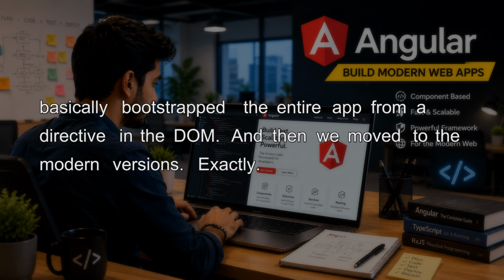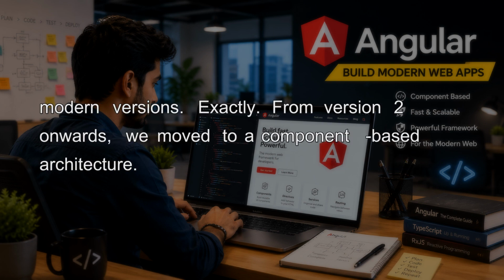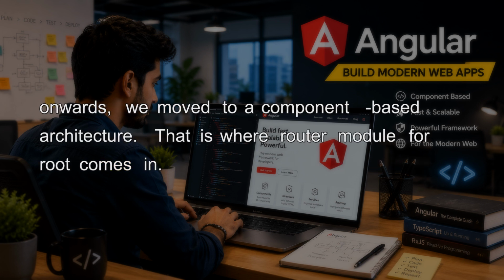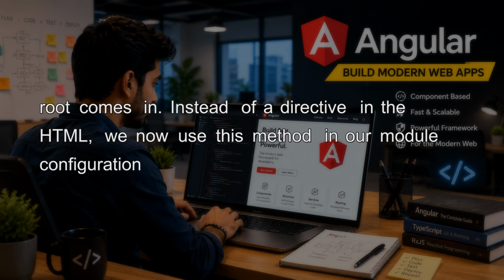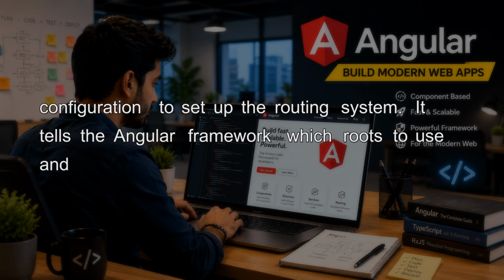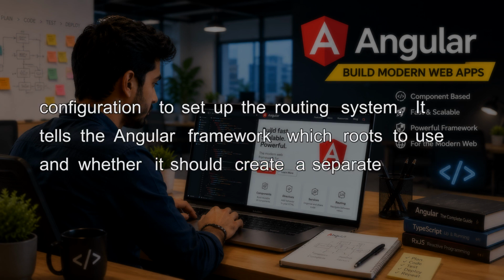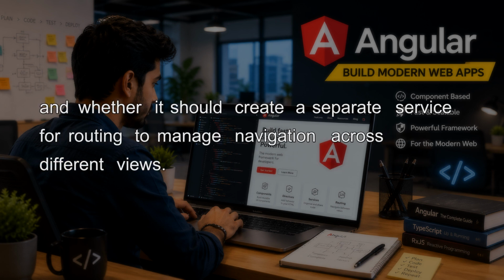Exactly. From version 2 onwards, we moved to a component-based architecture. That is where RouterModule.forRoot comes in. Instead of a directive in the HTML, we now use this method in our module configuration to set up the routing system. It tells the Angular framework which routes to use, and whether it should create a separate service for routing to manage navigation across different views.